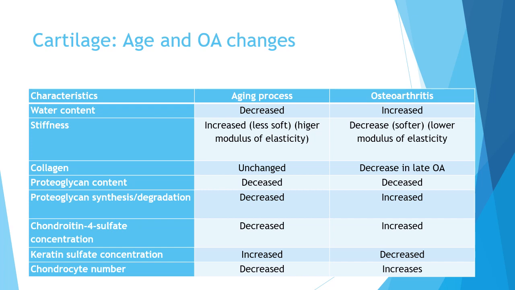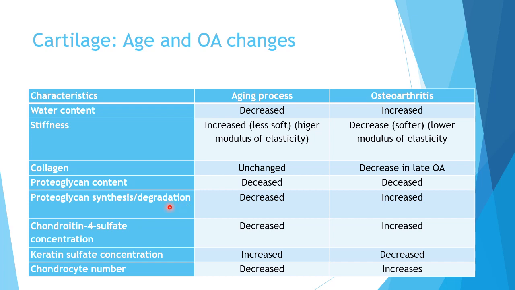So to summarize, the water content and the stiffness is a very important difference between aging and osteoarthritis. The water content will decrease with aging, resulting in stiffer cartilage. Osteoarthritis will have increased water content, which will be less stiff cartilage.